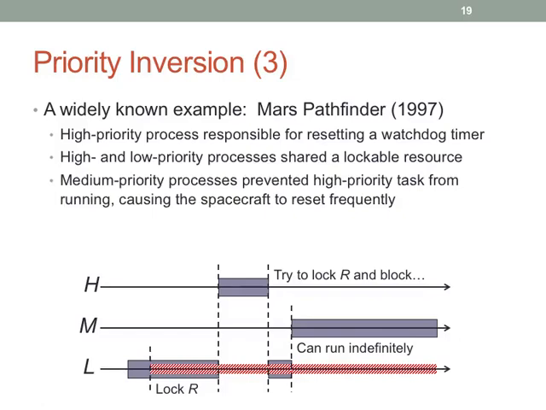Then we had a medium priority process, and this was doing something like climate measurements, which took a long time, or sending data back to Earth, which also takes a long time. And so the medium priority process was preventing the watchdog timer reset code from running. And so even though the system wasn't hung, the hardware thought it was, and so it would reset the Pathfinder. And this was quite a big problem.